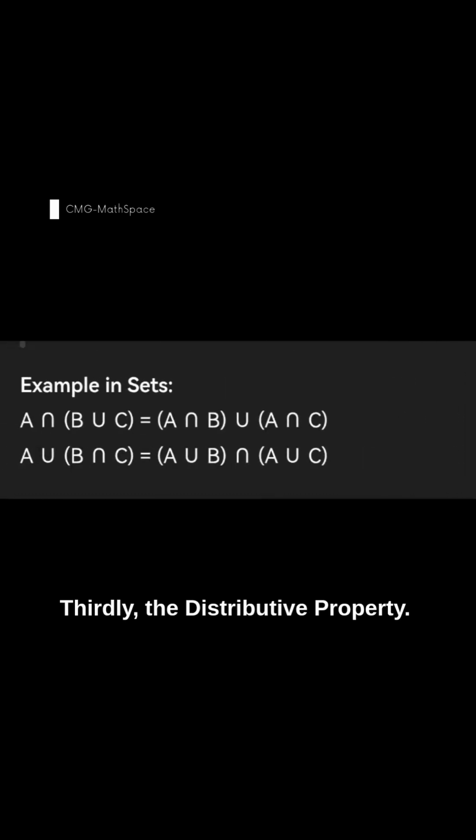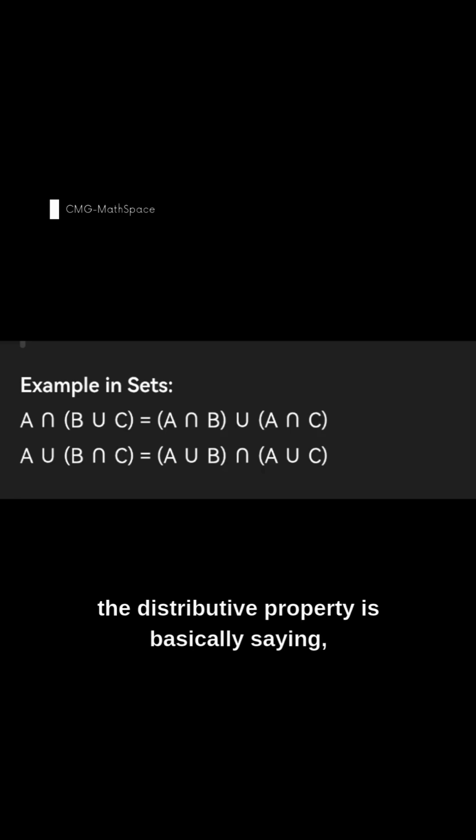Thirdly, the distributive property. This one means that when one set interacts with two others, it can spread itself across both, just like sharing. So, for example, when A intersects with the union of B and C, you can distribute A into both, meaning A with B and A with C, before joining the results. So, the distributive property is basically saying one set can spread across the other two.